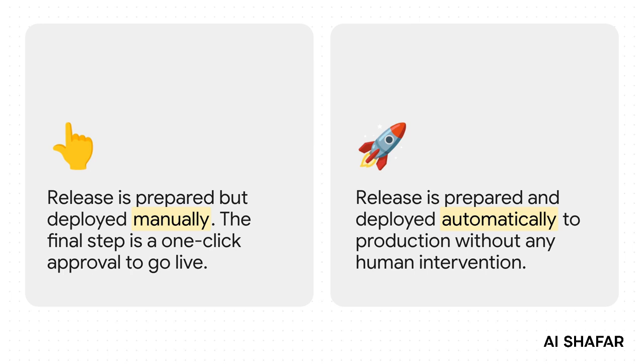With continuous delivery on the left, every single change that passes all the automated tests gets packaged up and is made totally release ready. But, and this is the key, the final push to production is a manual one-click button press. Now, on the right, you have continuous deployment. This is the ultimate level of automation. If the code passes the tests, it goes straight to production, period. No humans involved in that last step.